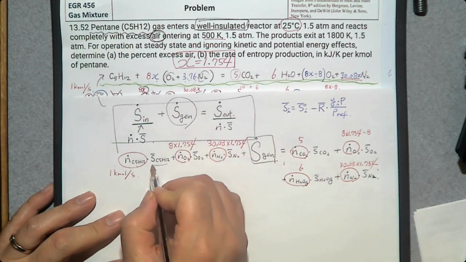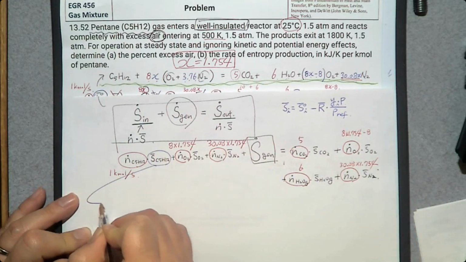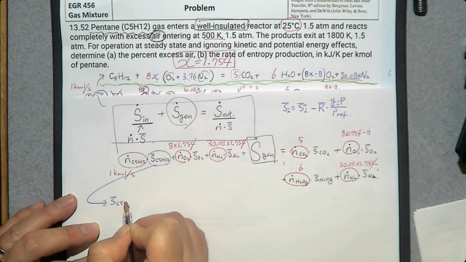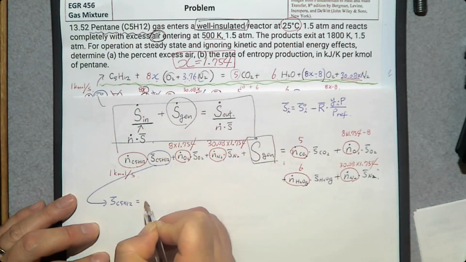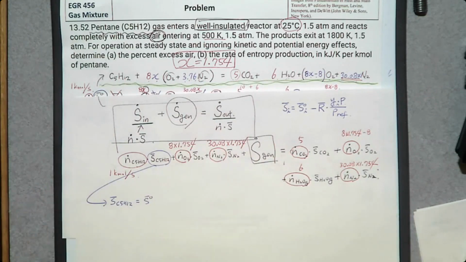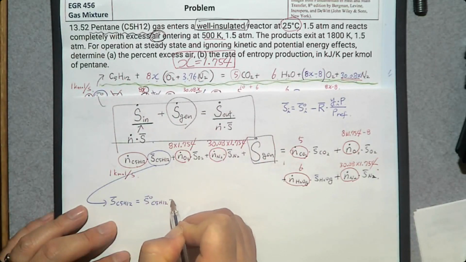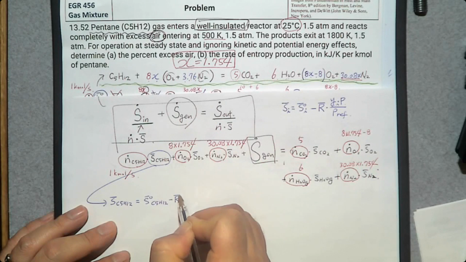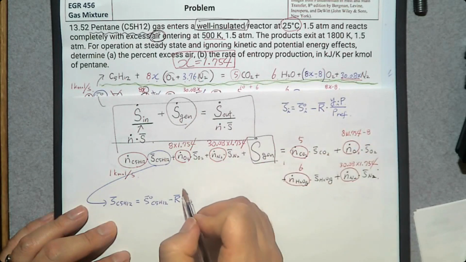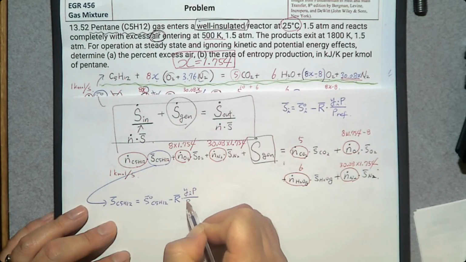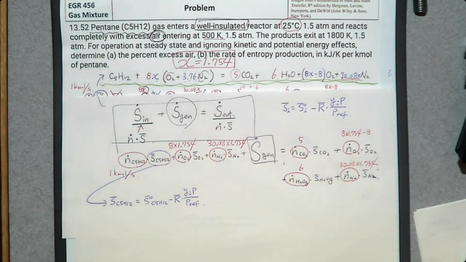So let's find this one first. S bar of pentane. How can you find it? S bar degree of pentane, which is the absolute entropy, minus gas constant times natural log of Y_i P over reference pressure.